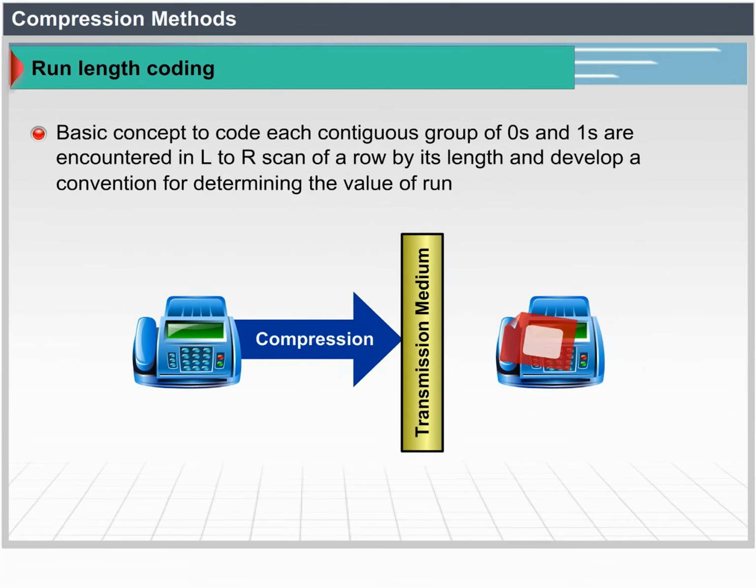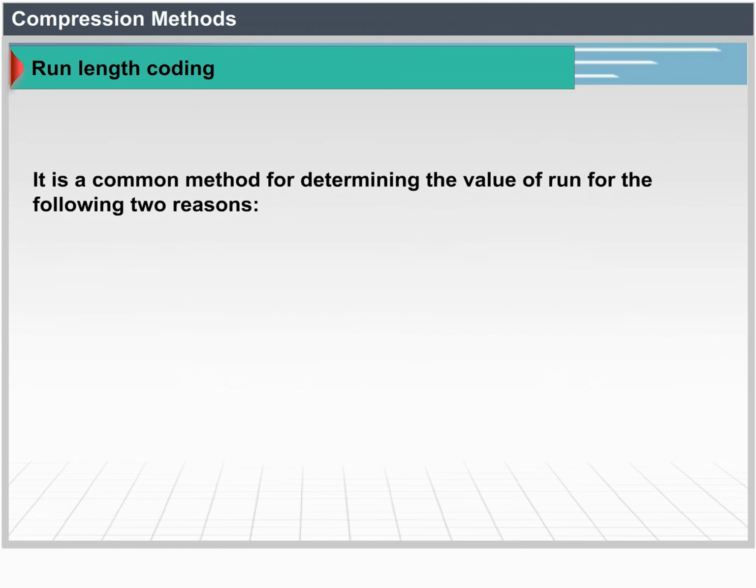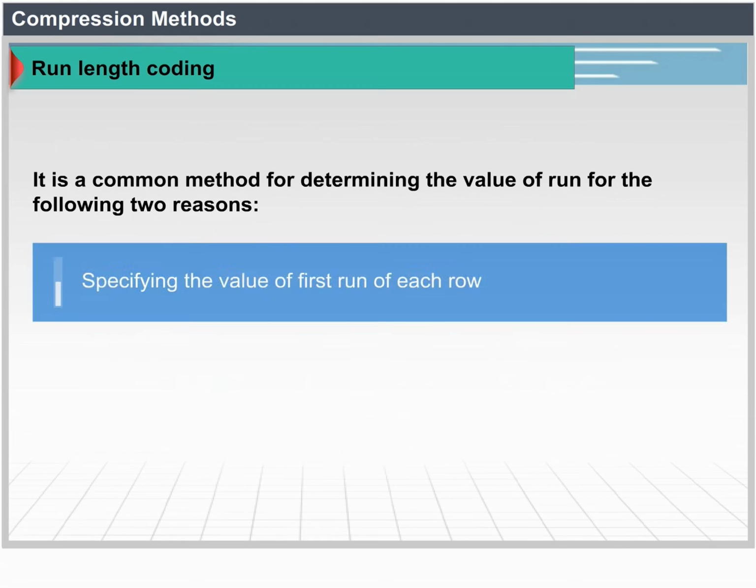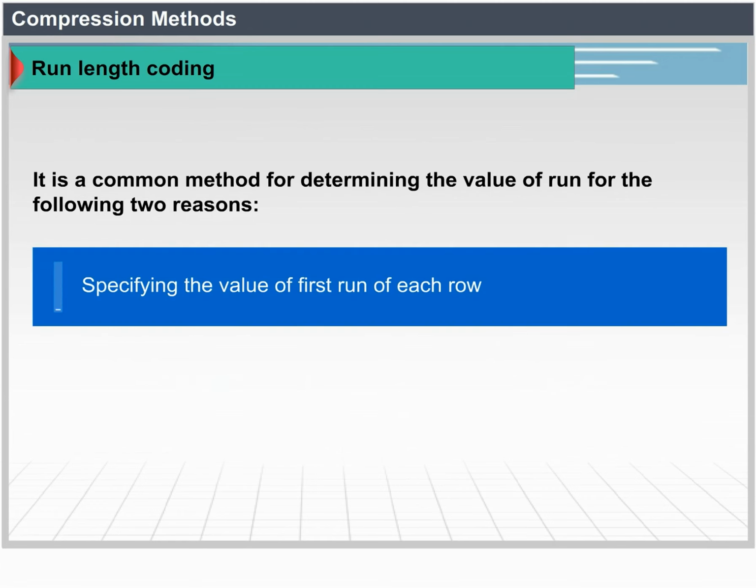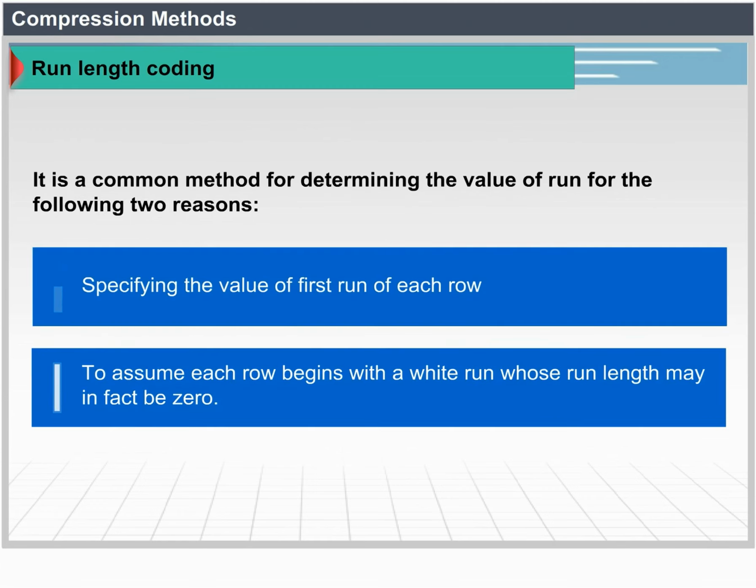Run length coding. A standard compression method which is used for facsimile. The basic concept is to code each contiguous group of zeros and ones encountered in a left to right scan of a row by its length and develop a convention for determining the value of the run. The most common method for determining the value of the run is to specify the value of the first run of each row, or to assume each row begins with a white run, whose run length may in fact be 0.